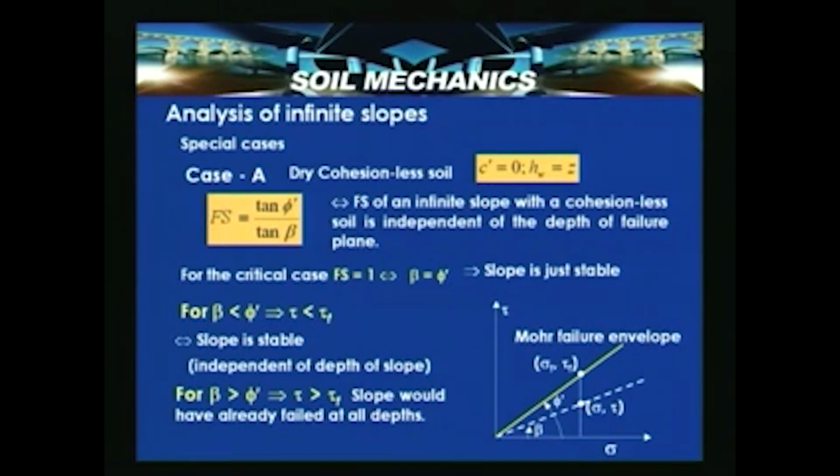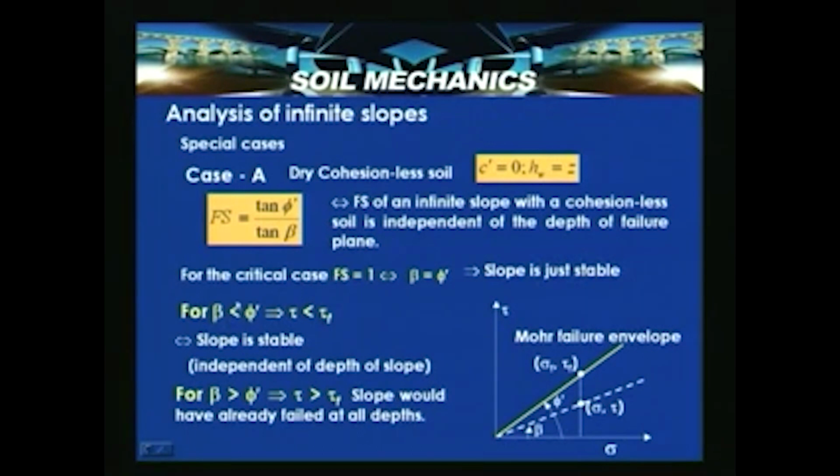This is actually nothing but an example of sand dunes formation in nature. So, for a critical case, if beta is greater than phi', the slope tries to fail and adjust to the angle of repose, that is, in this case phi' will become equal to phi, the angle of repose. So, for a critical case the factor of safety is equal to 1. So, beta is equal to phi', the slope is just stable.